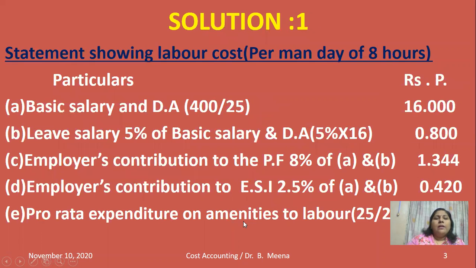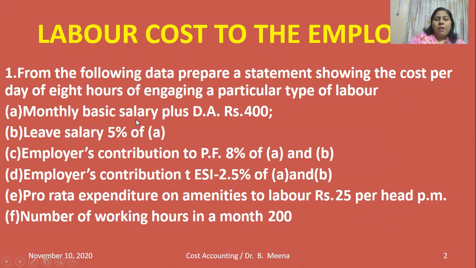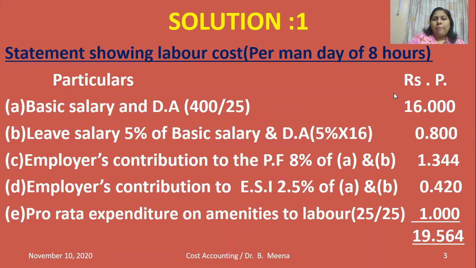Okay, and then I started working out this problem. The basic salary and DA are given for a month. So 400 divided by 25 days gives the basic salary and DA for a day. And then leave salary. So 400 divided by 25, I get 16 rupees. Leave salary is 5% on 16 as per the problem. 5% of A, which as per my new calculation is 16. 5% of 16, I get 0.8.